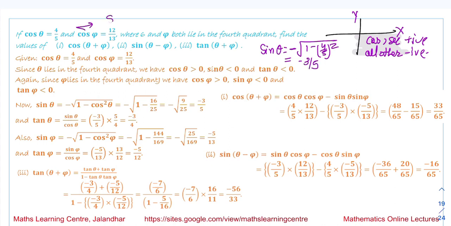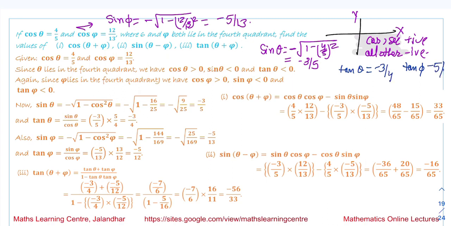Similarly, from this cos phi, the value of sin phi will be with negative sign, square root of 1 minus 12 by 13 square. So the answer we obtain is minus 5 by 13. This is the value of sin phi. Now when we calculate the value of tan theta and tan phi, tan theta is minus 3 by 4, and the value of tan phi we obtain is minus 5 by 12. These values are shown over here. We have calculated sin theta, tan theta, then sin phi, then tan phi.